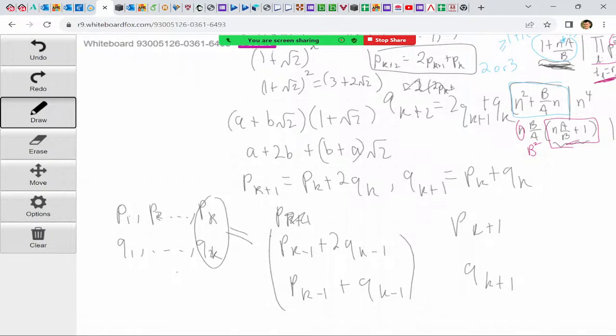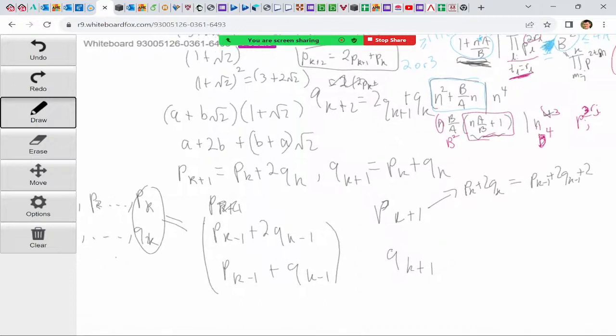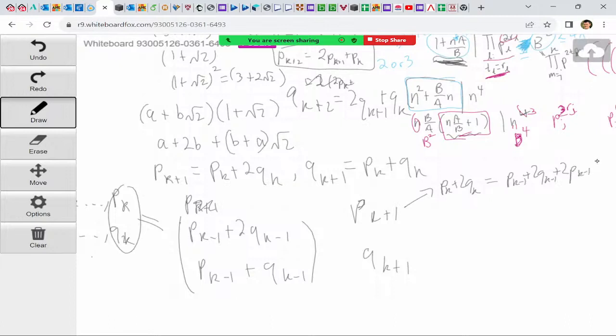So then, just use both methods to calculate. One method is, this is kind of like the P'_{k+1}. You use the continued fractions. It's like P_k + 2Q_k, right? And that's equal to P_{k-1} plus you get 2Q_{k-1} plus 2P_{k-1}, plus this 2Q_{k-1}.